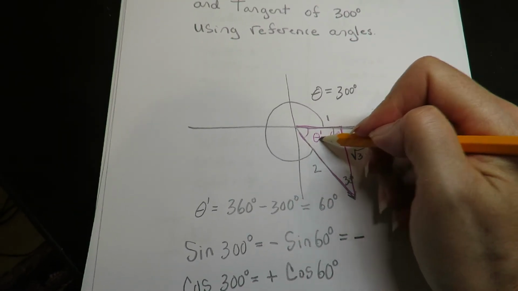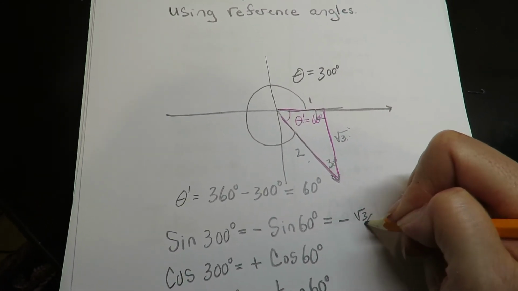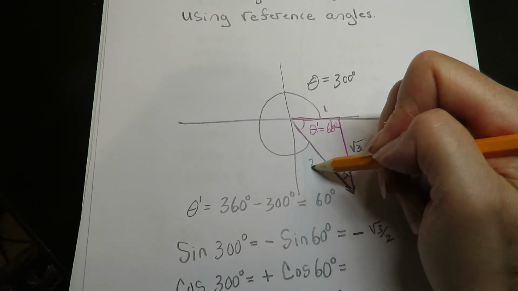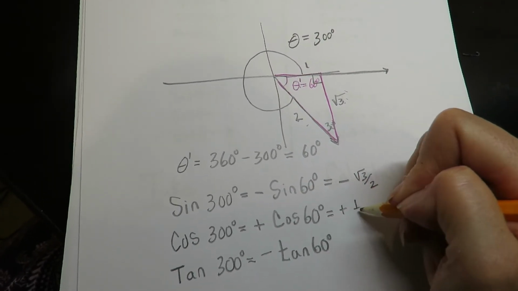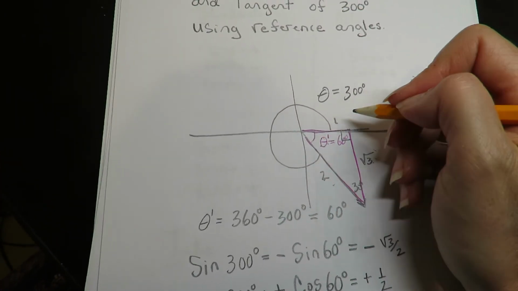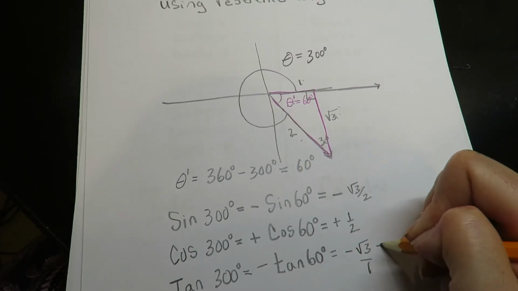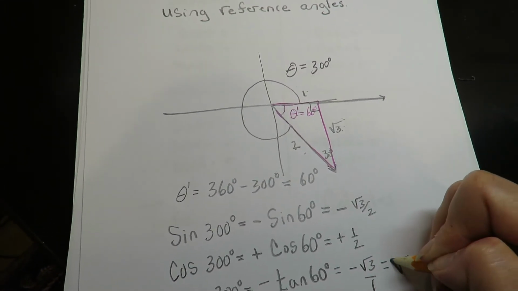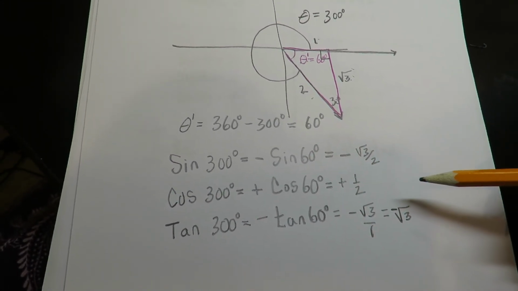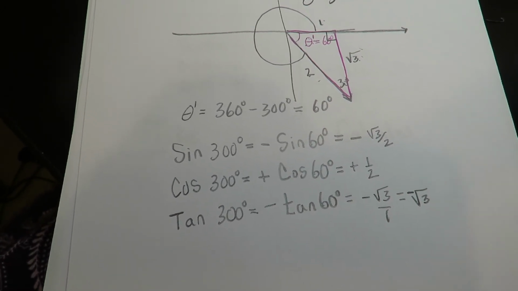So sine of 60 is the opposite over the hypotenuse. Cosine of 60 is the adjacent over the hypotenuse. Tangent of 60 is the opposite over the adjacent. Radical 3 over 1, or just negative radical 3. Okay, gang, and that's it. We just did one full question. I'll give you more to try, but let me end this video here.